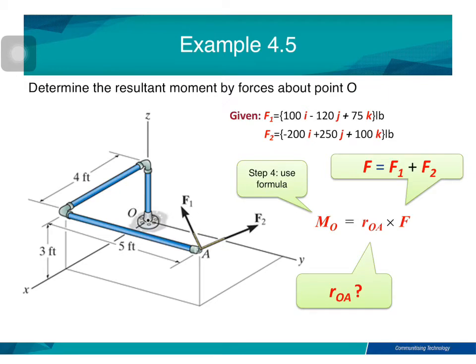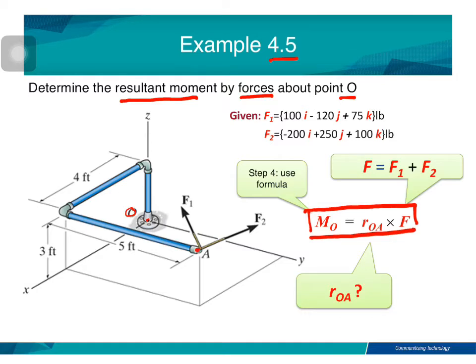Now, let's solve example 4.5. Determine the resultant moment by the forces about point O. The first step, we need to know where the force is. The force is here. And then, where is the point of the moment? This is the moment about this point, point O. Alright, and the next step is to apply the moment, which is R cross F. So the moment about point O is equal to R cross F.